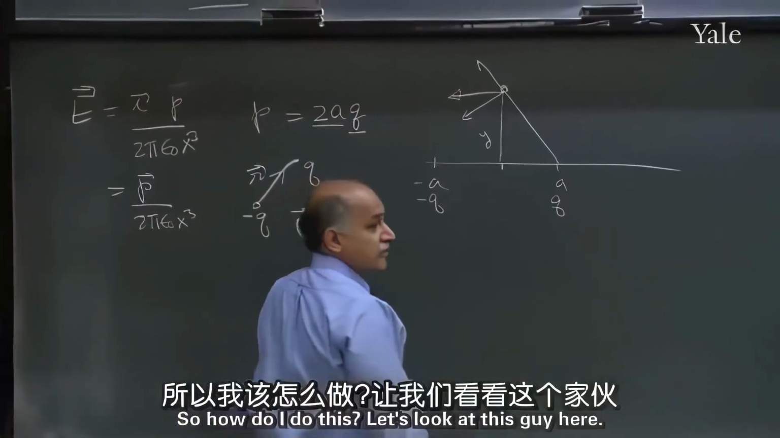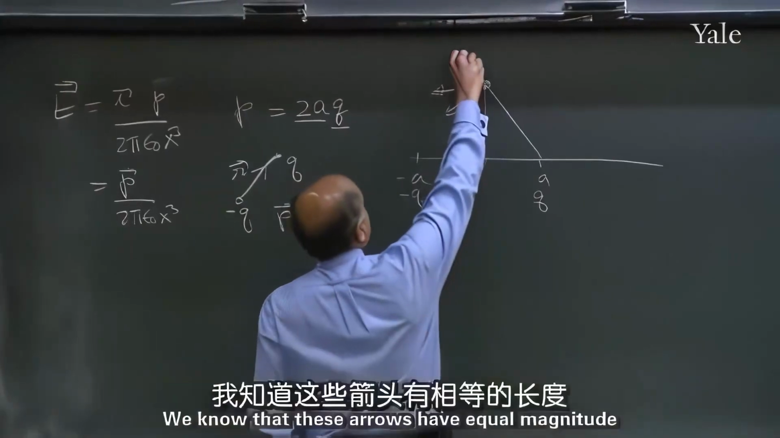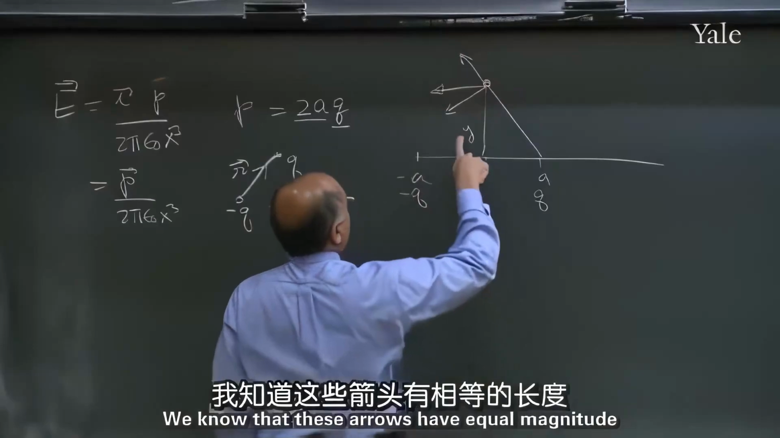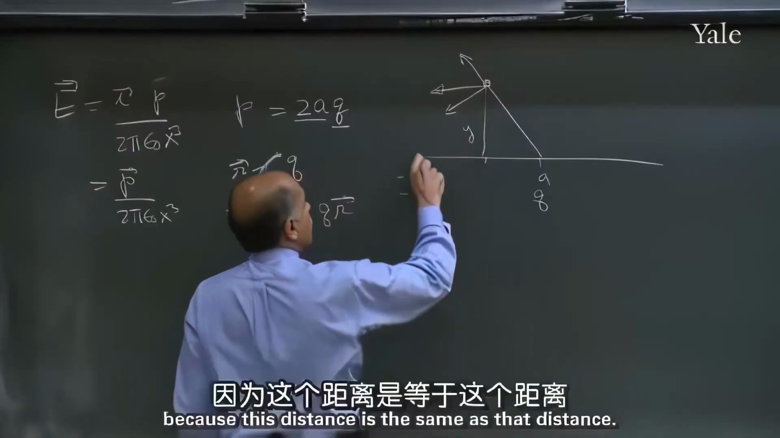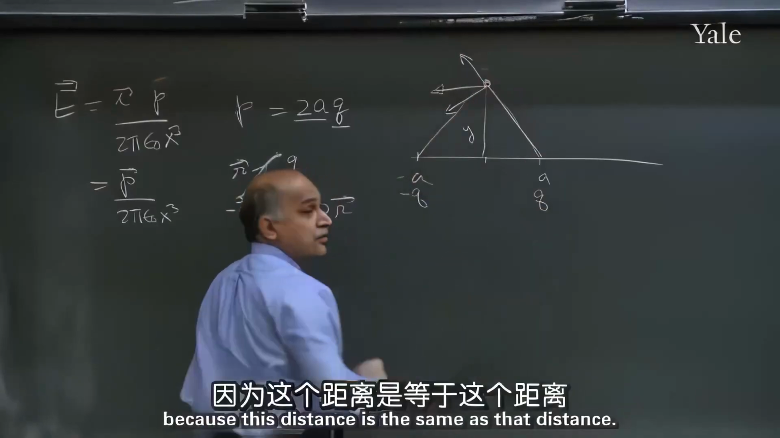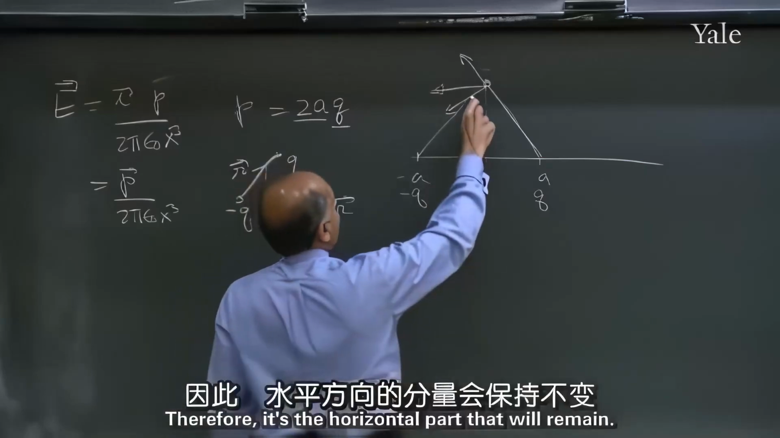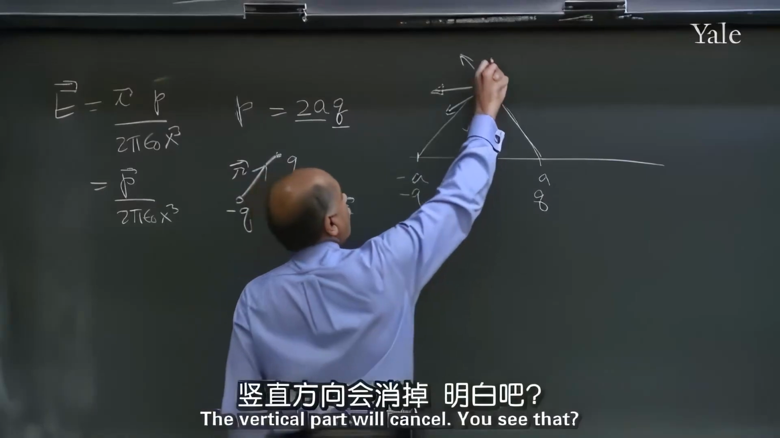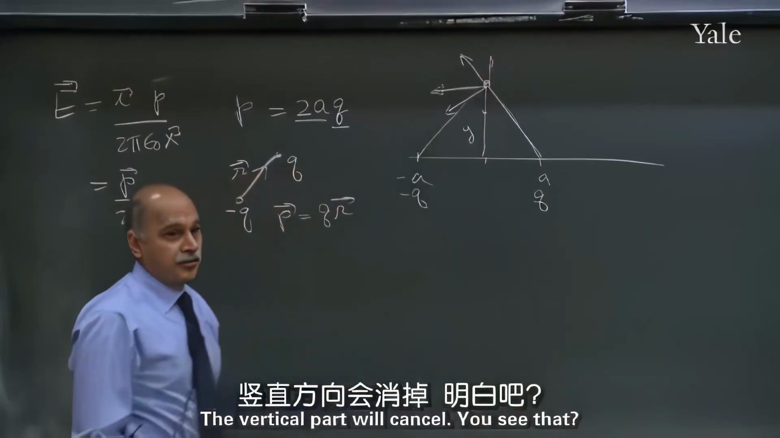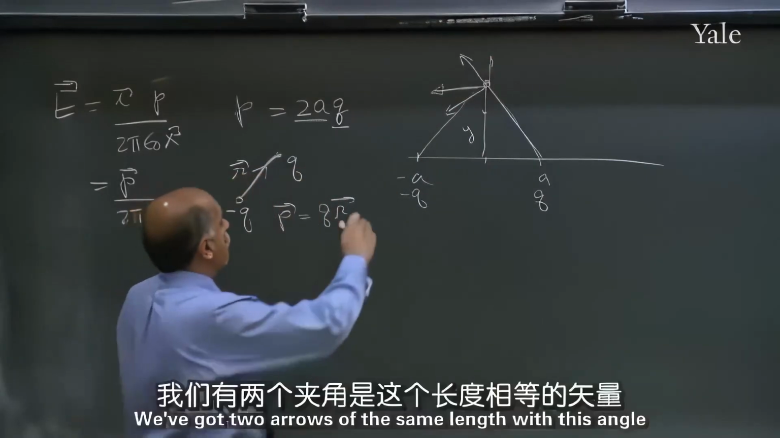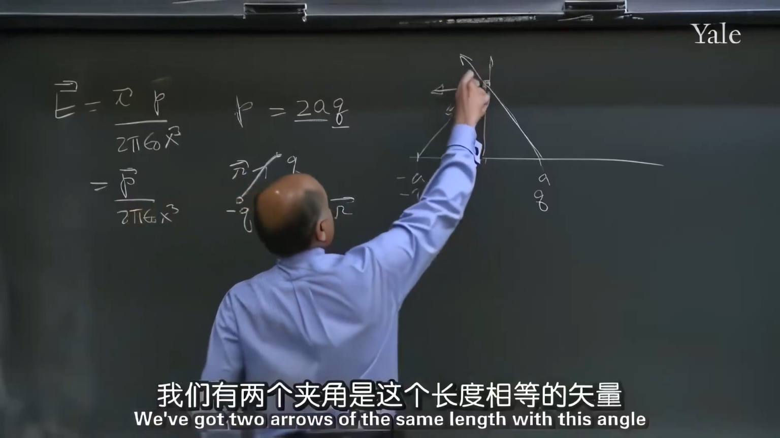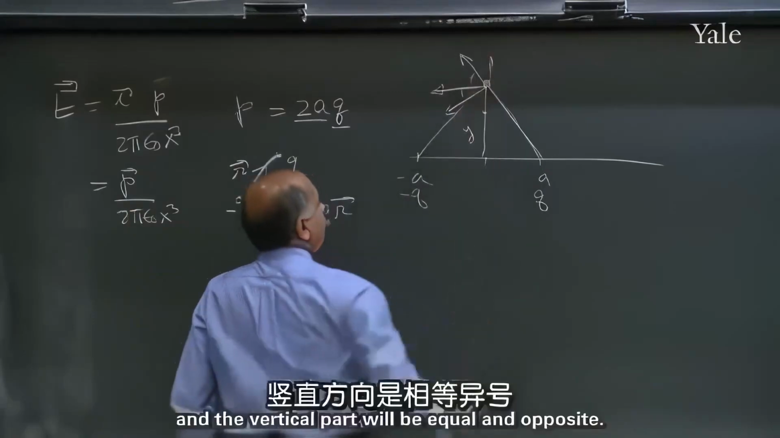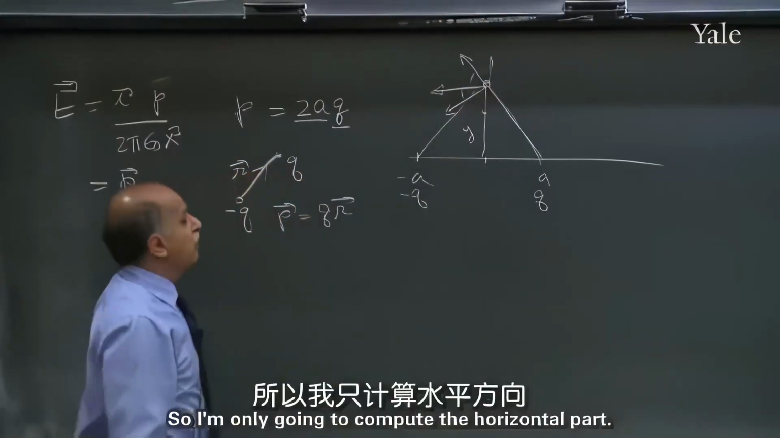So how do I do this? Let's look at this guy here. We know that these arrows have equal magnitude because this distance is the same as that distance. Therefore, it's the horizontal part that will remain, and the vertical part will cancel. If you have two arrows of the same length with this angle and this angle equal, the horizontal part will be additive and the vertical part will be equal and opposite. So I'm only going to compute the horizontal part.